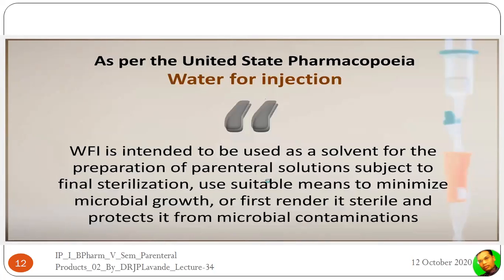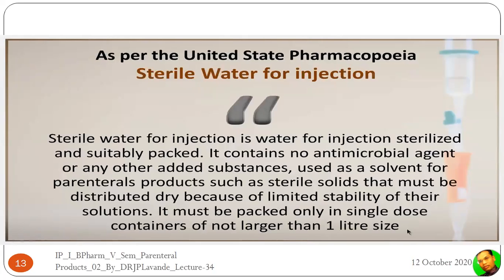You can see the difference between the water for injection and the sterile water for injection. The water for injection is intended to be used as a solvent for the preparation of the parenteral solutions, and it is subjected to the final sterilization. After preparation, the product will be sterilized, and the water will get sterilized along with the product in the case of the water for injection. But sterile water for injection is the pre-sterilized one and it is packed, and it will not contain any kind of antimicrobial agent. It is used in order to reconstitute the solution.